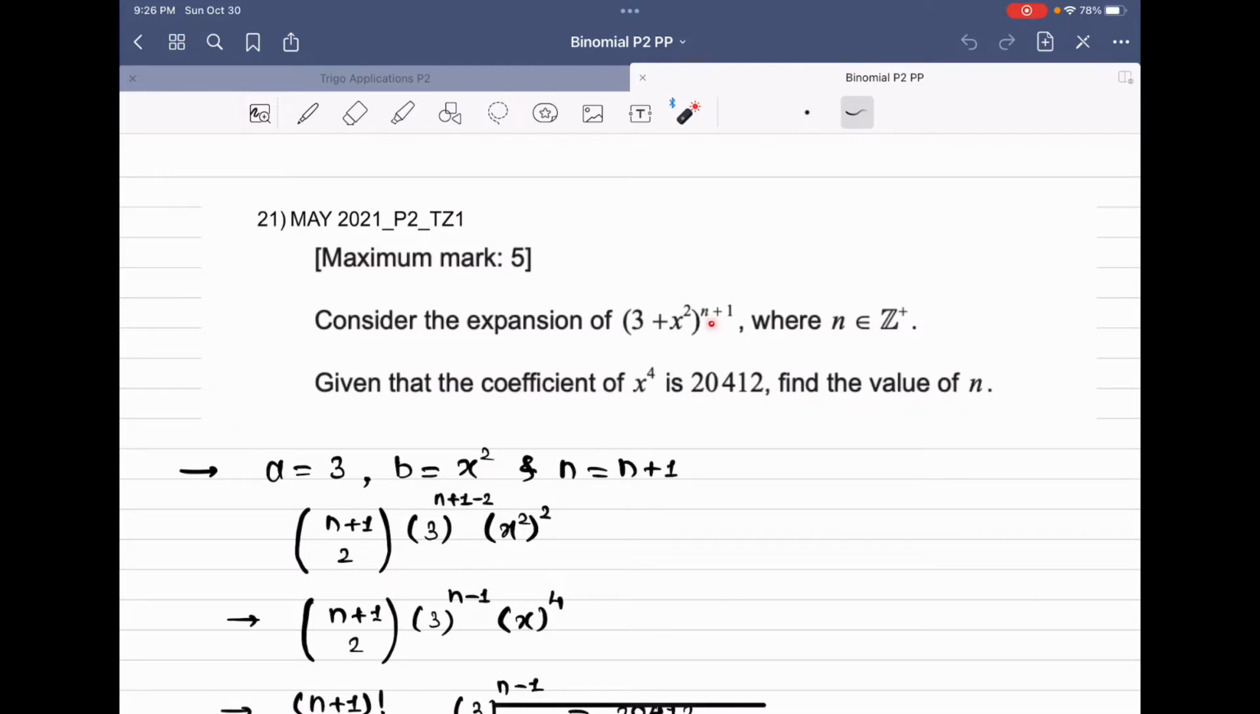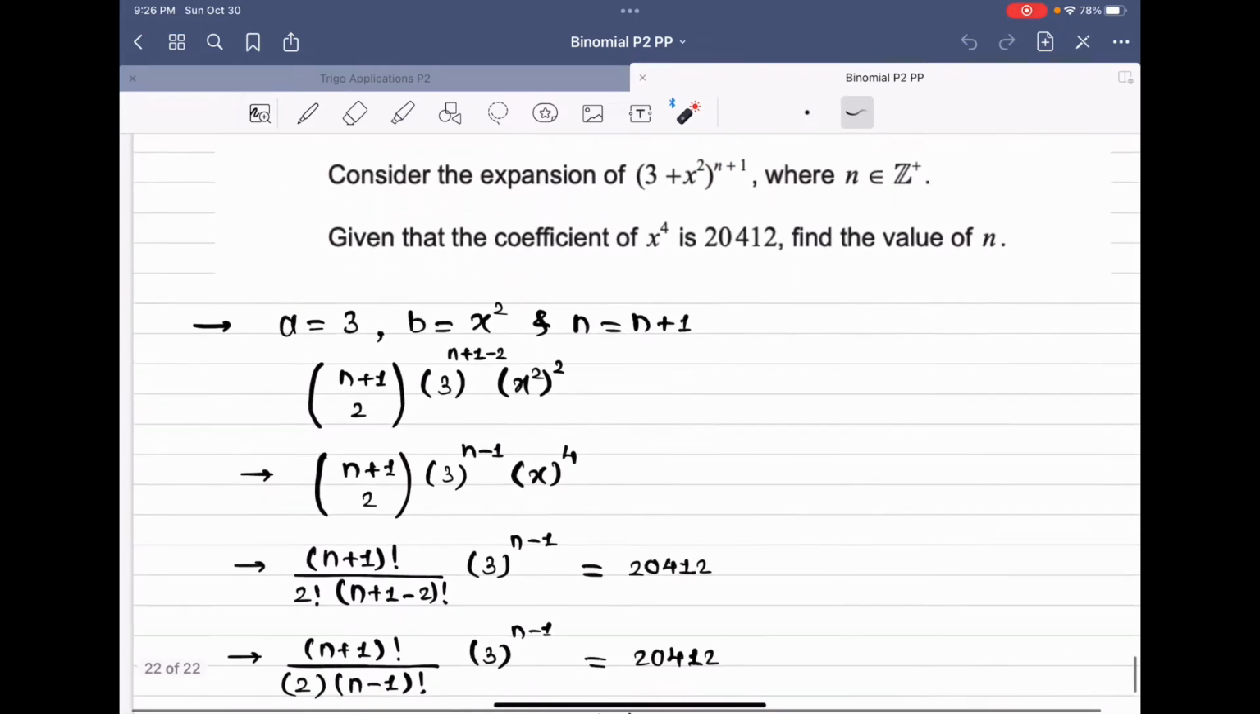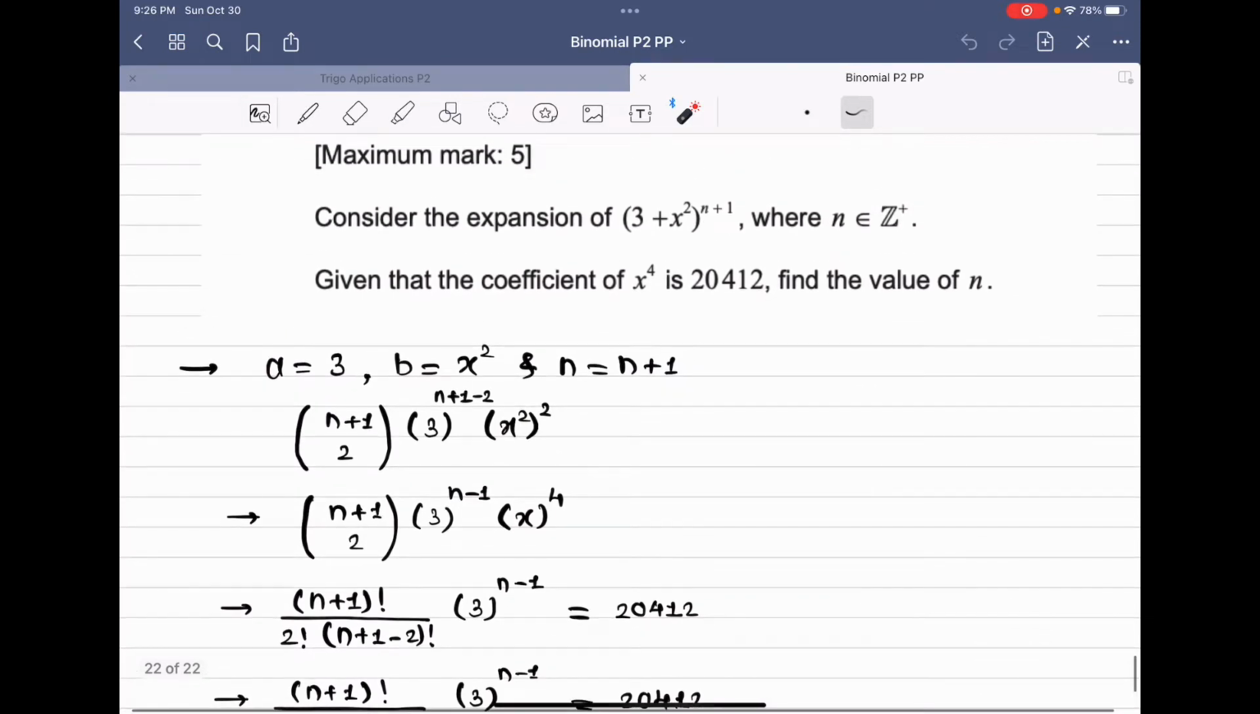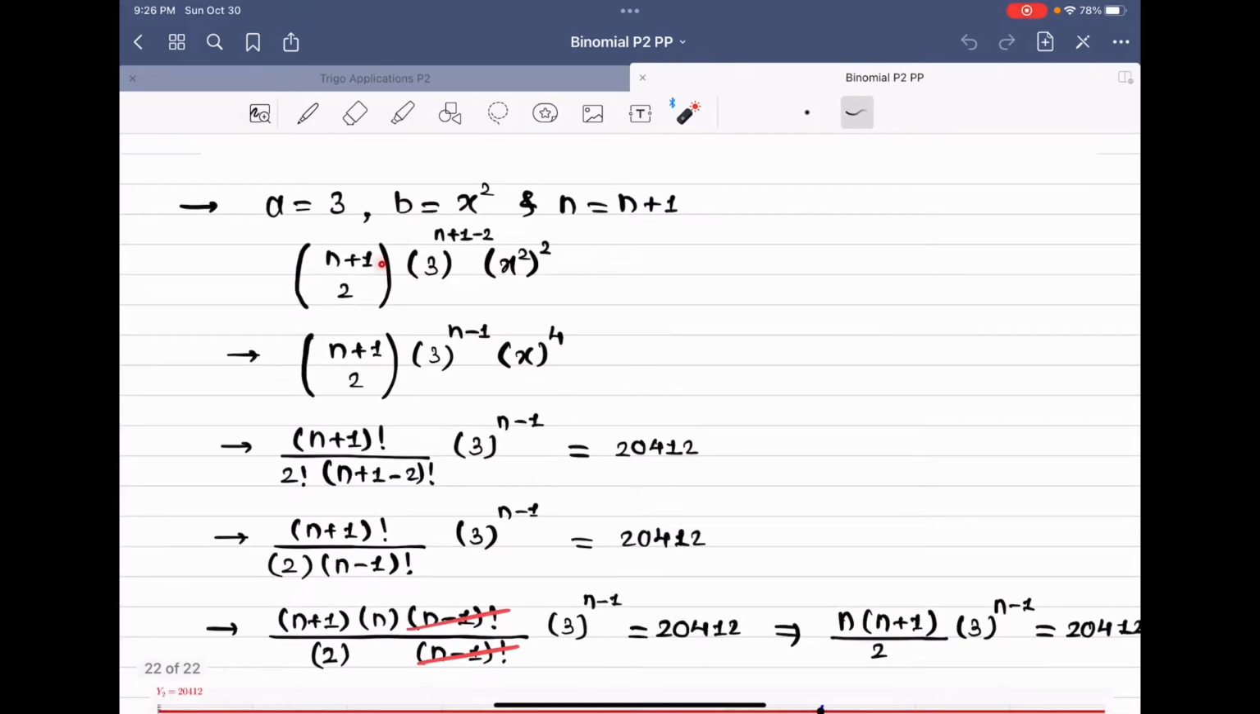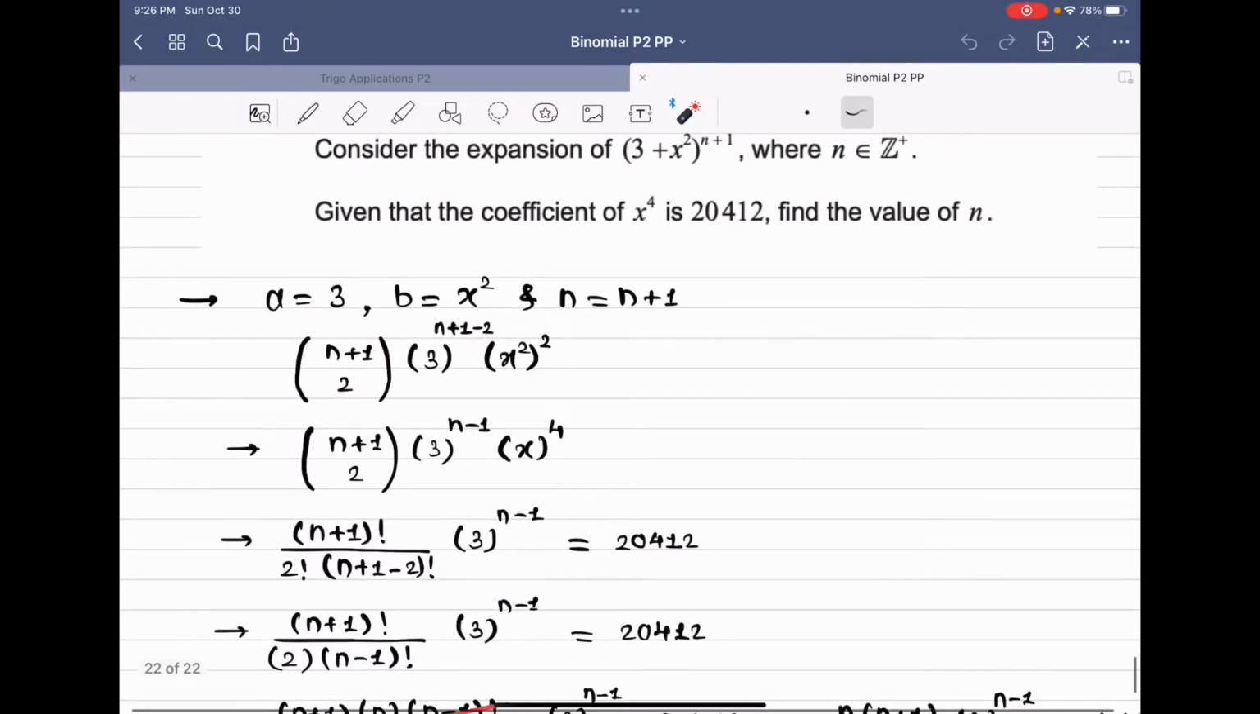We don't know n, but (3 + x²) is raised to the power of n + 1. We need to find the basic value of n. So here a is 3, b is x², and the power is n + 1. I am using the formula nCr, where n is n + 1, a is 3, b is x². Now which term do I need to choose?